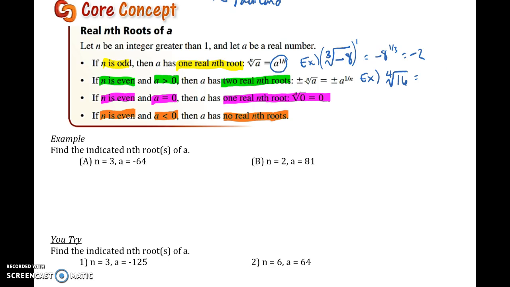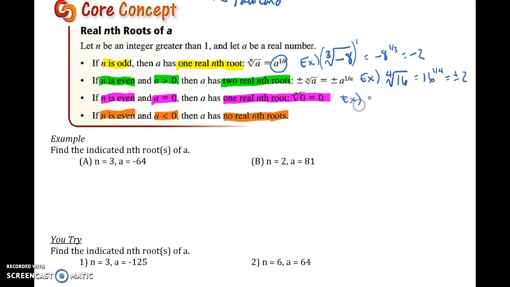Same thing here. If you really wanted to write it as a fraction exponent, as a rational exponent, this would be 16 to the 1/4, which ends up being plus or minus 2. All right. Again, if our index is even and a is 0, then the answer is 0. So that pretty much sums it up, right?